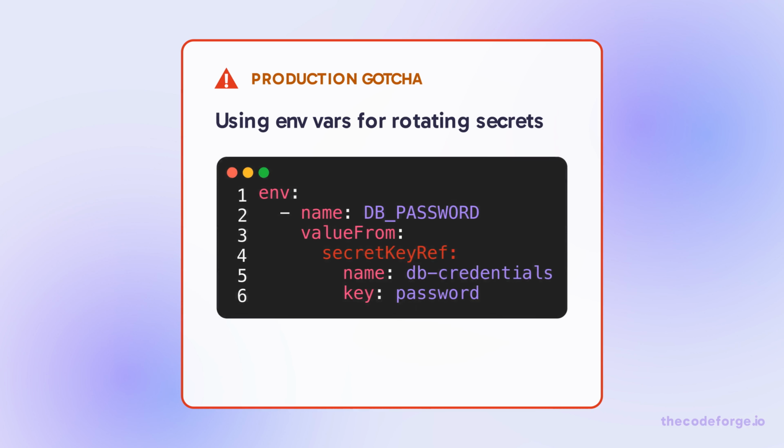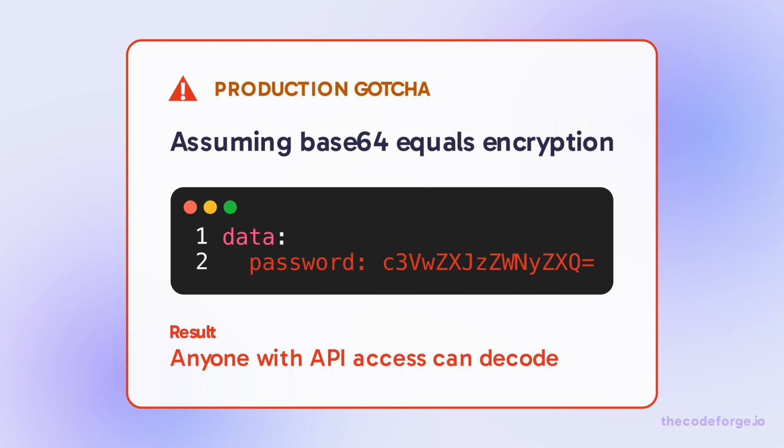Base64 is not encryption. The value c3VwZXJzZWNyZXQ= decodes to supersecret with a single command. Always enable envelope encryption and restrict RBAC.